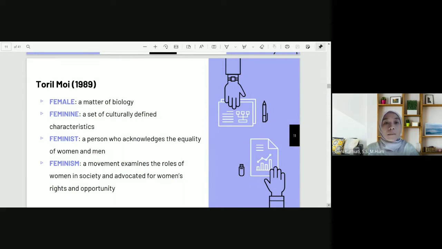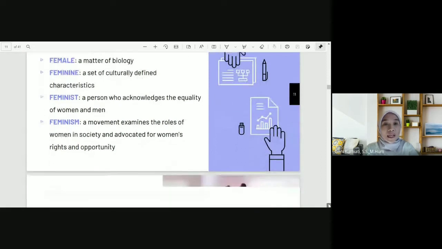So we have men and women. If someone says that men and women have equal rights, then it means that this someone is a feminist. So it's the way to see that men and women have equal rights. And then feminism, a movement that examines the roles of women in society and advocates for women's rights and opportunity. So it's the way of thinking.